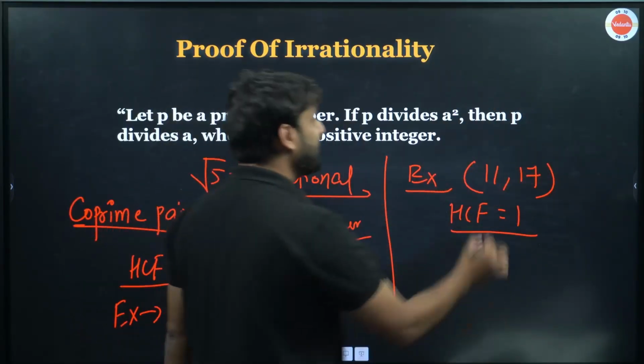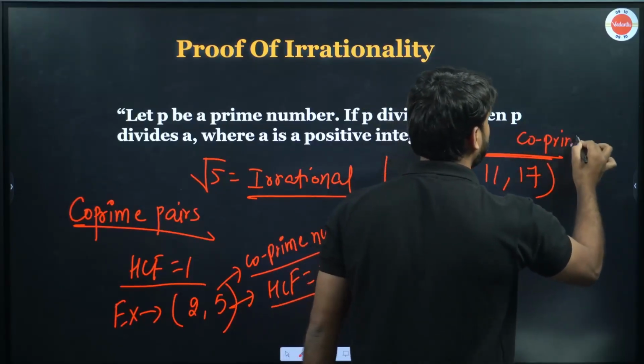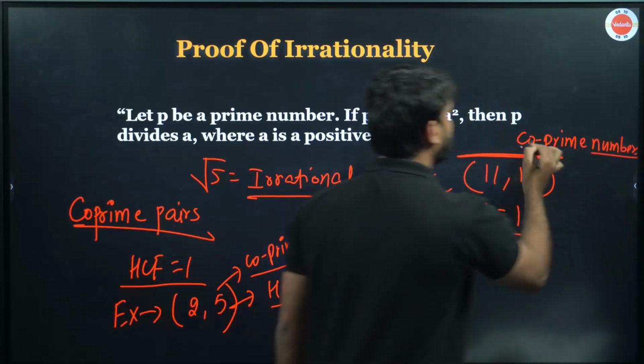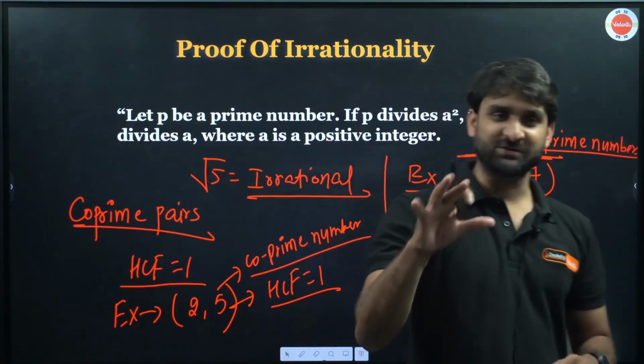So this 11 and 17, this pair is called a co-prime pair, or we can also say co-prime numbers. So co-prime numbers always come in pair form. I hope this is clear to you all.